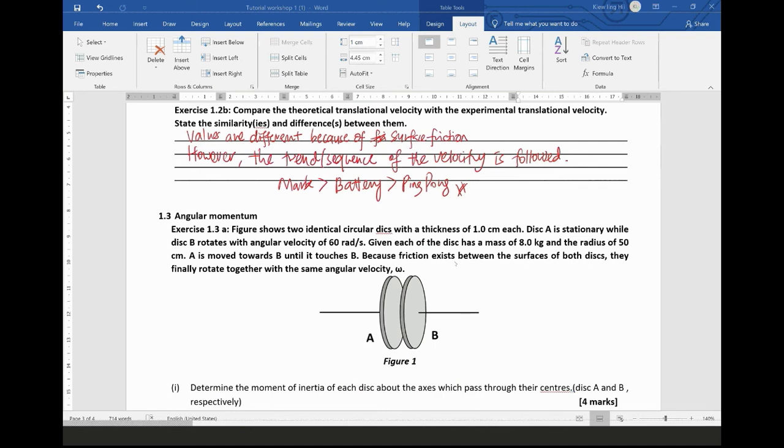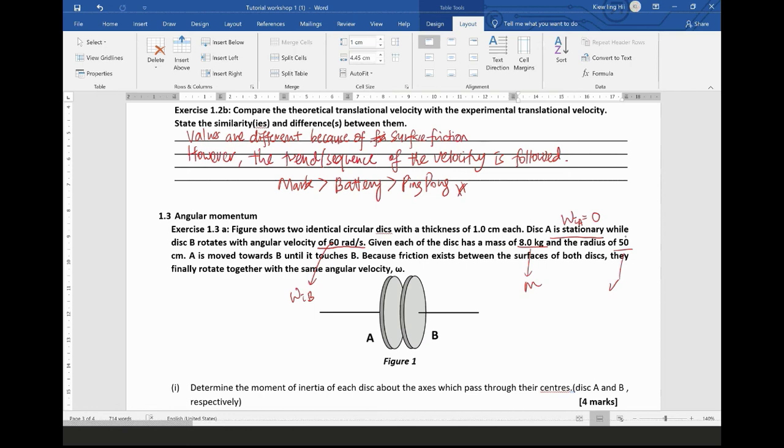So you have two identical disks. This is stationary. Stationary here means your initial angular velocity for A is 0. This is 60 radian per second, the initial angular velocity for B. Each of them has a mass of 80 kg, and this is the radius. A is moved towards B until it touches B.